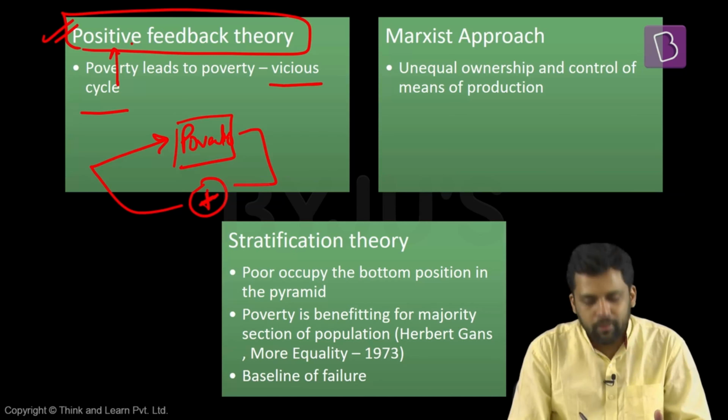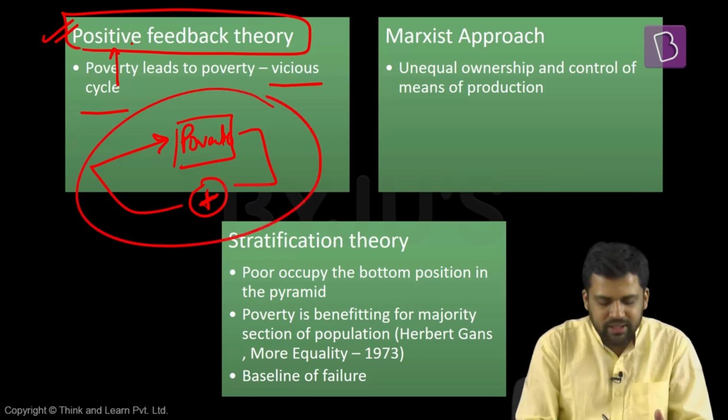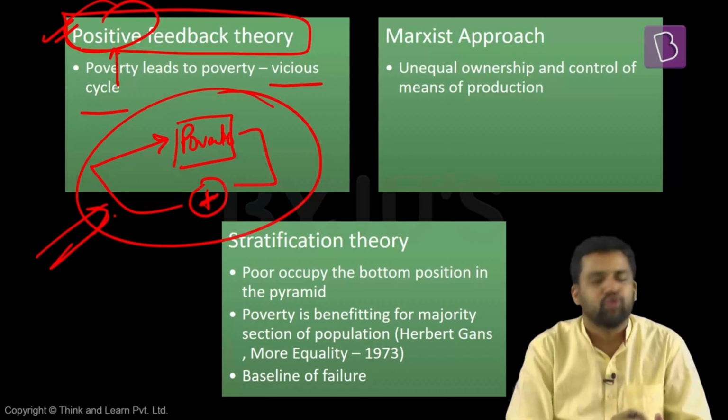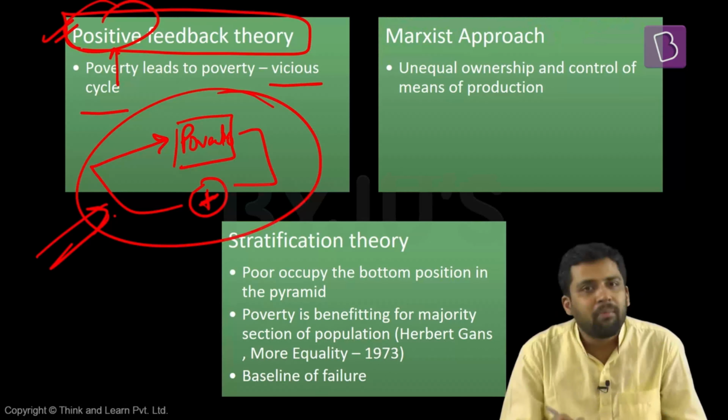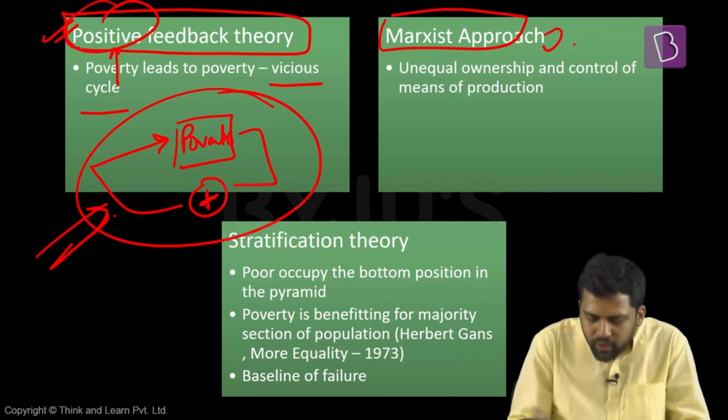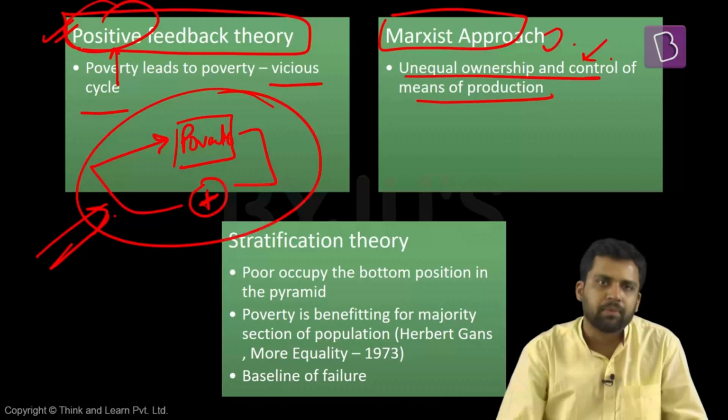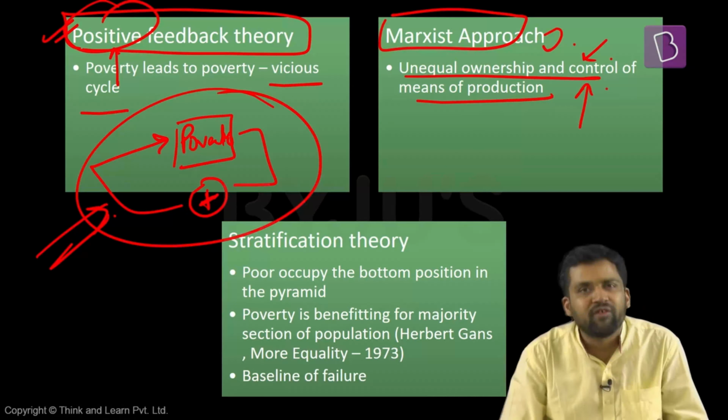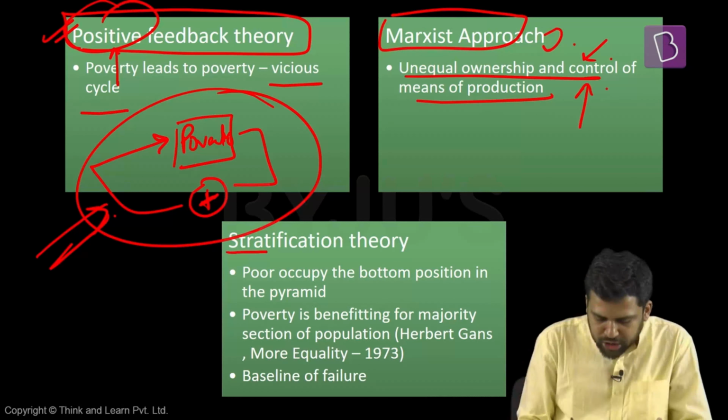So again, that person will fall back into poverty. Poverty reinforces poverty. Poverty acts as a feedback to poverty. This is called the vicious cycle of poverty: positive feedback to increase or perpetuate poverty. What is the Marxist approach to understand poverty? According to this approach, poverty is because of lack of access to means of production, lack of ownership and control over means of production. Those who do not have ownership or control over means of production are the ones likely to be poor.